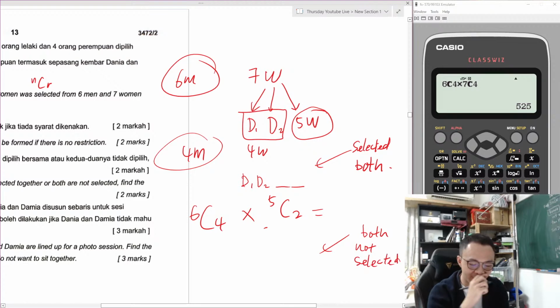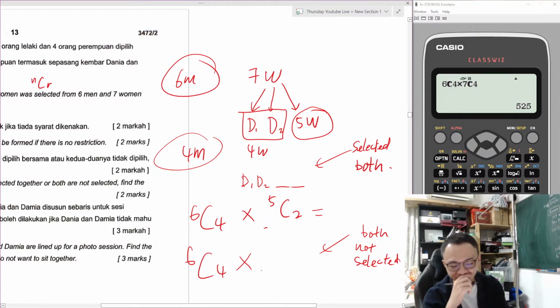So if both are not selected, the men here don't change, it's 6C4. But for the women here, because I have 4 slots, right? For these 4 slots I will select from the 5 women here. So which is 5C4.